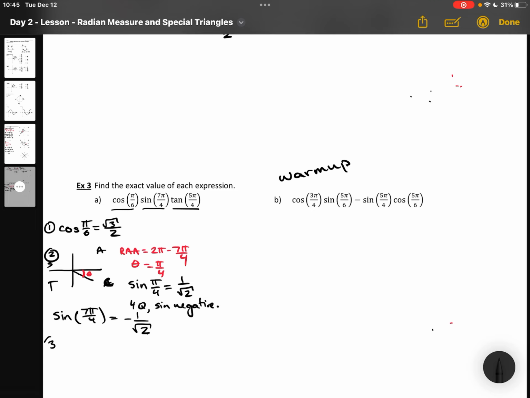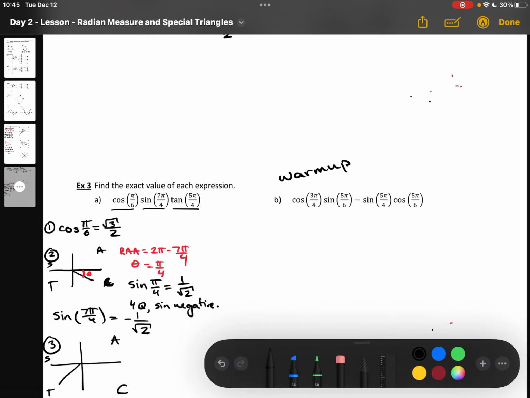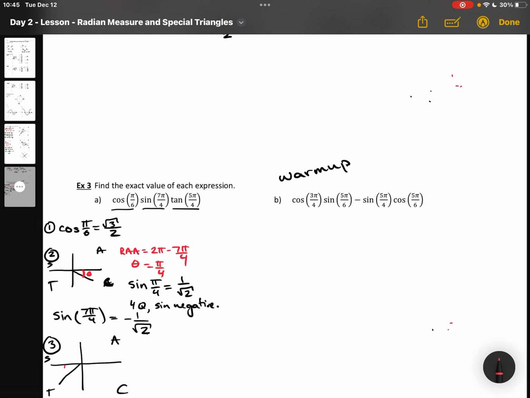The last question that we need to solve is tan of 5 pi over 4. So I'm going to start the same way. I'm going to draw where my angle would be in standard position. So I know that 4 pi over 4 would be 180 degrees, or pi. So that must mean that I'm a little bit past it. I'm going to put on my CAST rule notes. And then I'm going to find my related acute angle. So my related acute angle is here.